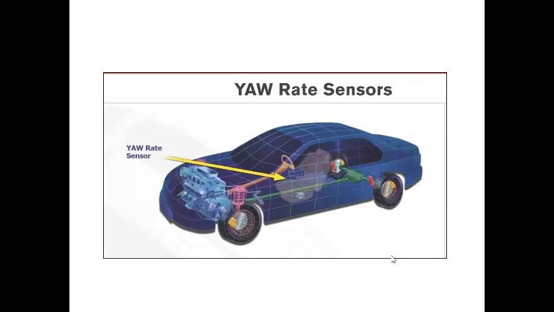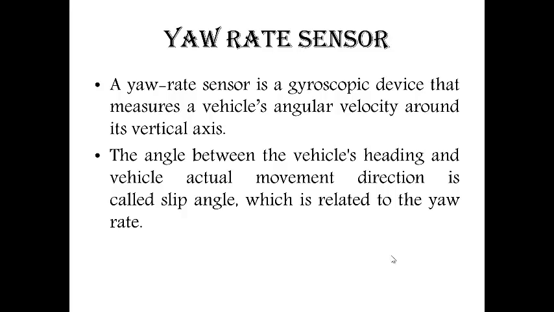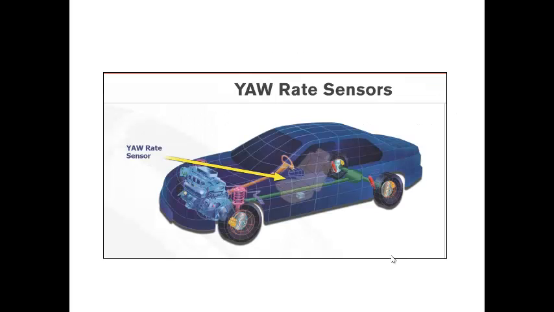When it comes to the yaw rate sensor, it is a gyroscopic device that measures a vehicle's angular velocity around its vertical axis. The angle between the vehicle's heading and the vehicle's actual movement direction is called the slip angle, which is related to yaw rate. So what does this actually mean? When a vehicle is moving straight ahead and then takes a right or a left turn, the angular velocity from the vertical axis, how much it is moving, that movement direction is called the slip angle, and that is related to yaw rate.